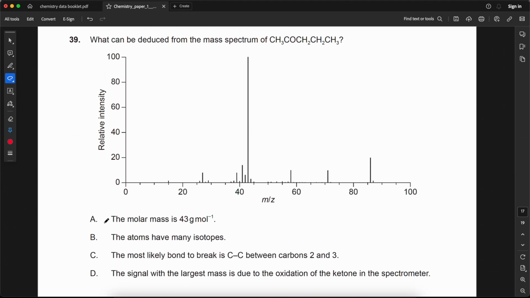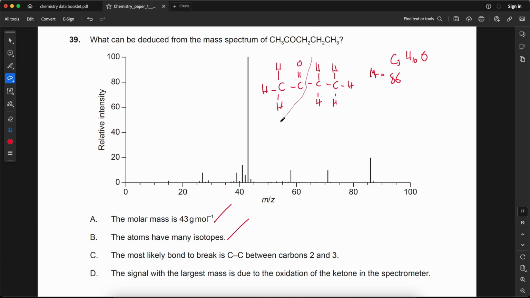Okay, what can be deduced from the mass spectrum of CH3COCH2CH3? All right, so the molecular mass here will be C4H8O, which is 72. So this will discard answer A. The atoms have many isotopes. No, it is a molecule, so discard. The most likely bond to break is between carbons 2 and 3. Okay, so carbons 2 and 3.